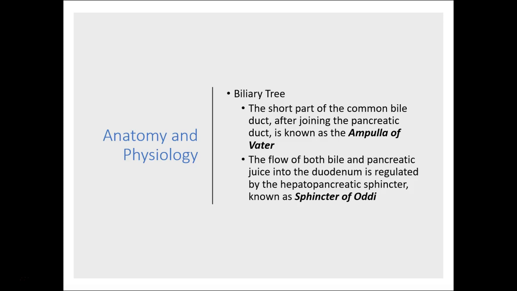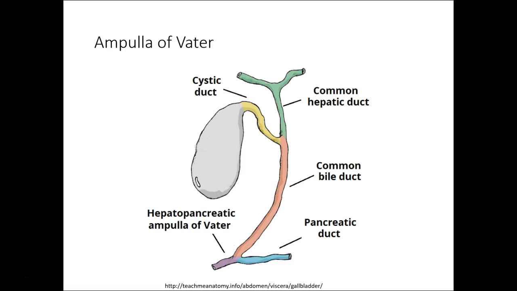So in the biliary tree, the shortest portion of the common bile duct after joining the pancreatic duct is also known as the ampulla of Vater. The flow of both bile and pancreatic juices into the duodenum is regulated by the hepatopancreatic sphincter known as the sphincter of Oddi.